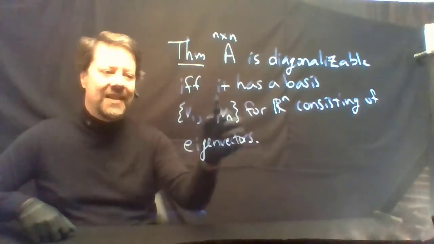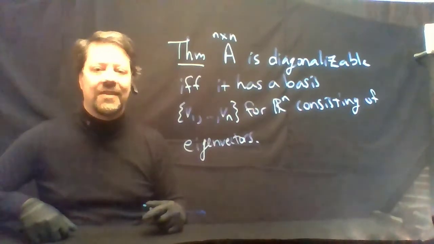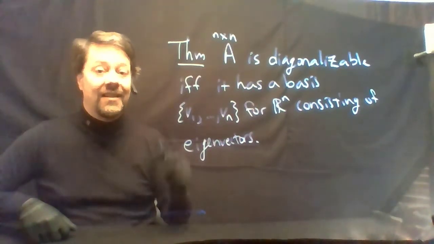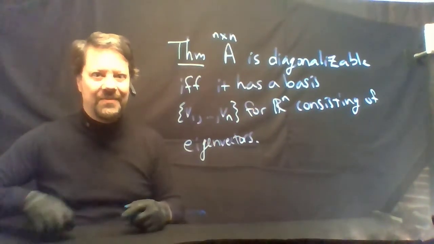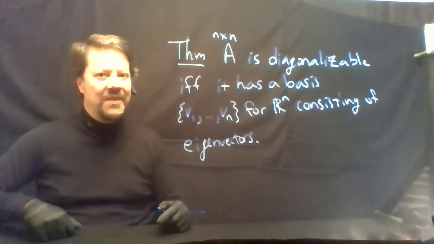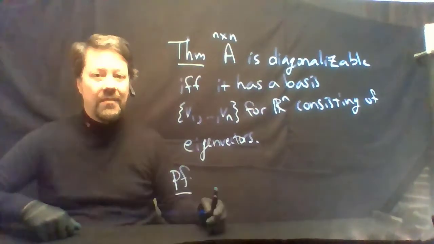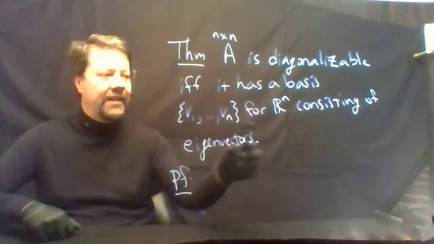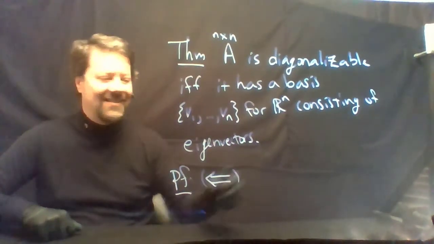So only if the matrix A generates what is called an eigenbasis is this matrix diagonalizable. Not every matrix is diagonalizable, as I'll show you. But first, we need to prove this theorem. This is an if and only if proof, so we need to prove this in both directions.